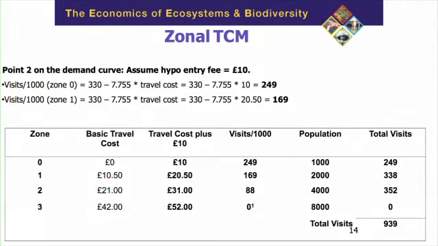And if we do it for zone 3, adding an extra £10 will mean that's actually negative. So by adding an extra £10 to people in zone 3, they won't actually travel to the site. And then what we'd work out is add these up, and we get 939. So if we increase the cost of travel through this hypothetical entry fee by £10, we would reduce the number of people going to that site from 1,600 people, if there's no travel cost, to 939. So that becomes our second point in our demand curve.